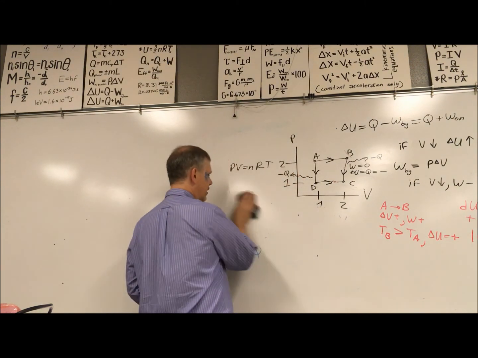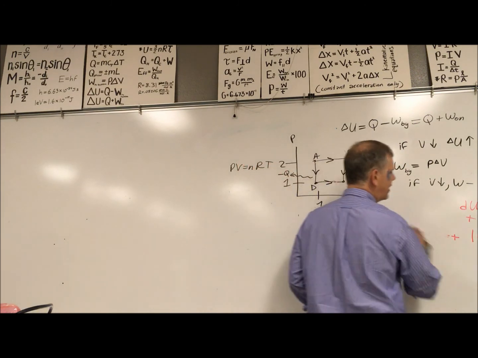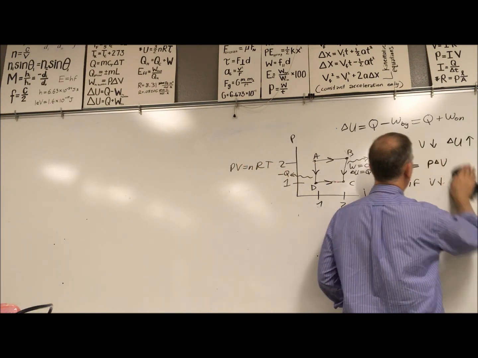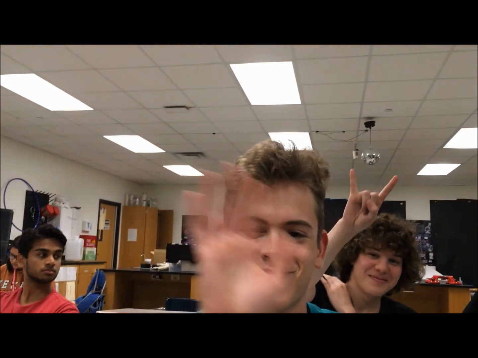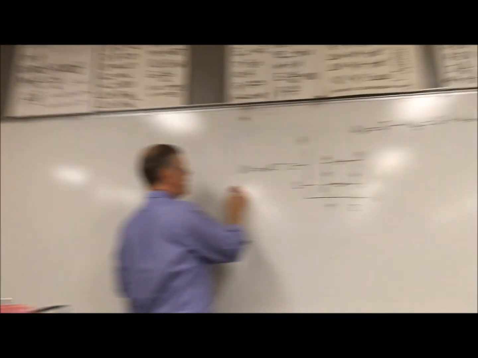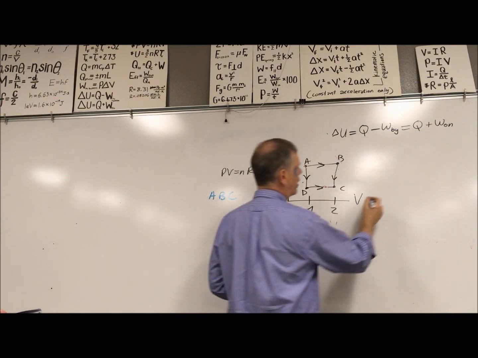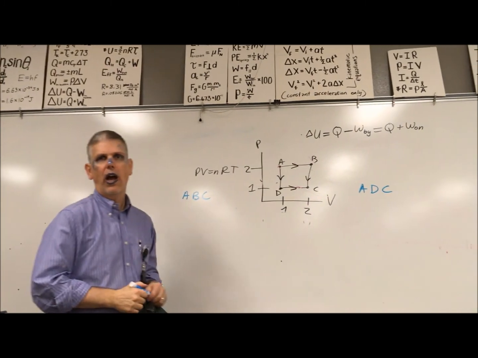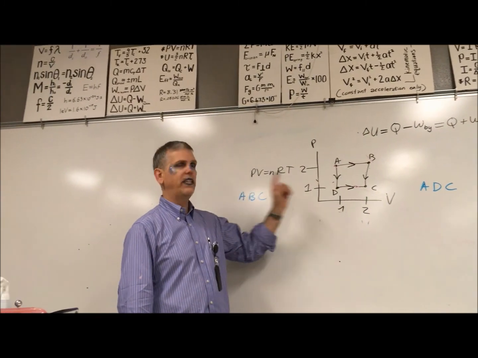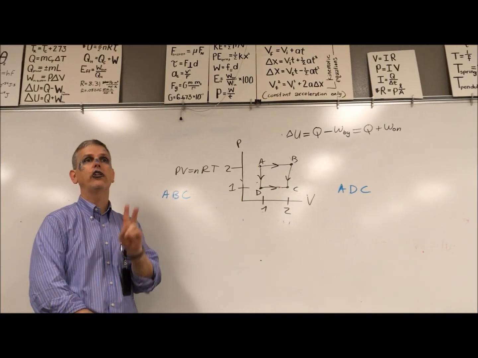Now, next thing I want to talk about. I want us to look at this. I bet you didn't think this little diagram was going to take us that long. But this is actually helping us for the next chapter, so I'm willing to spend the time on this. I want to talk about ABC, and I want to talk about ADC. In other words, we're going from A to C by two different means.